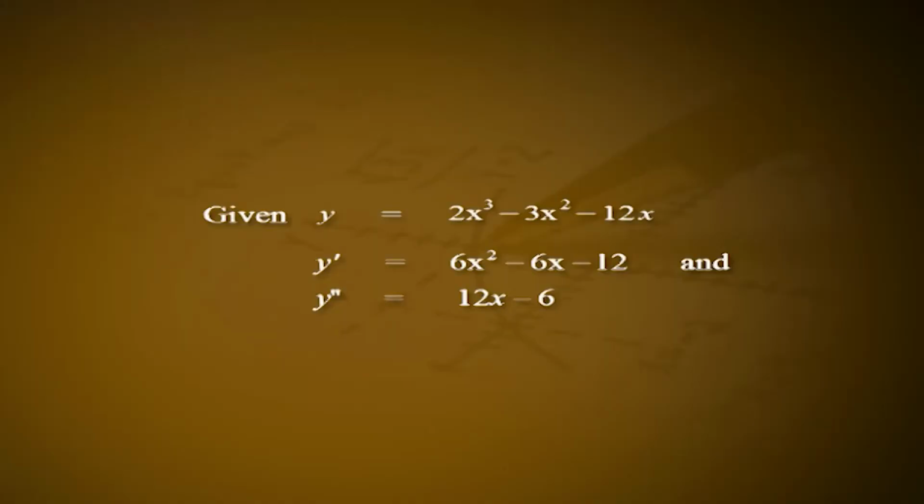Example 7. Find the total area between the cubic y is equal to 2x cube minus 3x square minus 12x, x-axis and its maximum and minimum ordinates. Solution. Given y is equal to 2x cube minus 3x square minus 12x, y dash is equal to 6x square minus 6x minus 12 and y double dash is equal to 12x minus 6. Stationary points are y dash is equal to 6x square minus 6x minus 12 is equal to 0. So, x is equal to minus 1, 2.